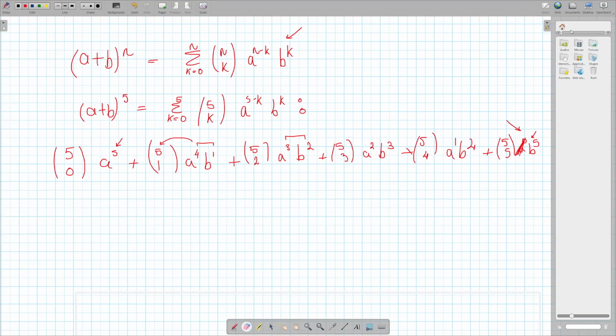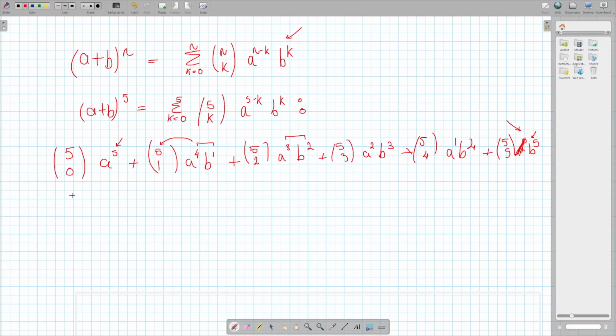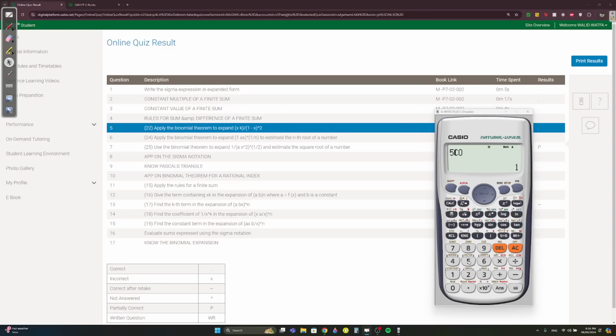On a calculator, you need to find these combinations, right? So you take out your calculator, and we start with 5C0. It's 1, so it's 1 times a to the power of 5, and we don't write that one. 5C1 is going to be 5, a to the power of 4 b, right? Plus 5C2, go to your calculator.